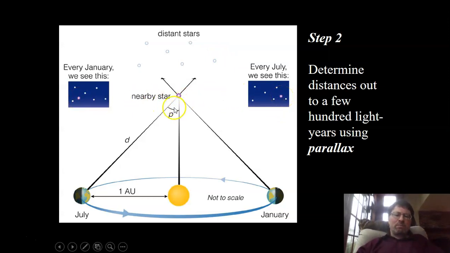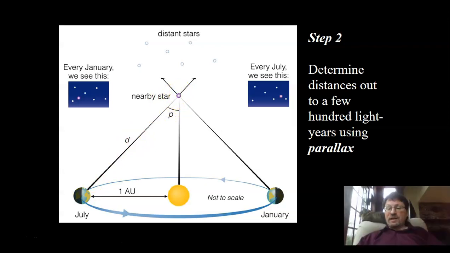This angle P is called the parallax angle, and that is inversely proportional to the distance to the object. The answer to today's reading quiz is going to be parallax, P-A-R-A-L-L-A-X, parallax.